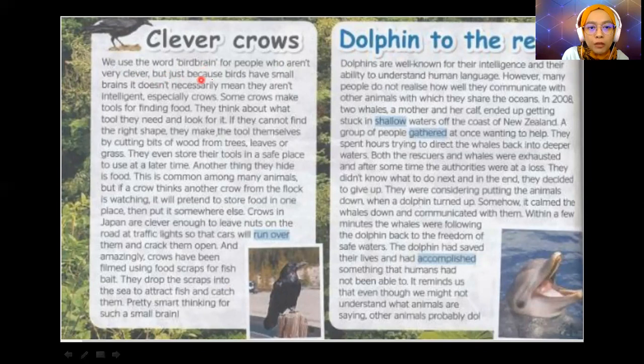But just because birds have small brains, it doesn't necessarily mean they aren't intelligent. Tetapi hanya kerana burung-burung ni ada otak yang kecil. Yalah, because birds are not that big kan, dia tak besar kan, so otak dia mestilah kecil je kan. It doesn't necessarily mean they aren't intelligent. Tak semestinya bermakna mereka tidak bijak, especially crows.